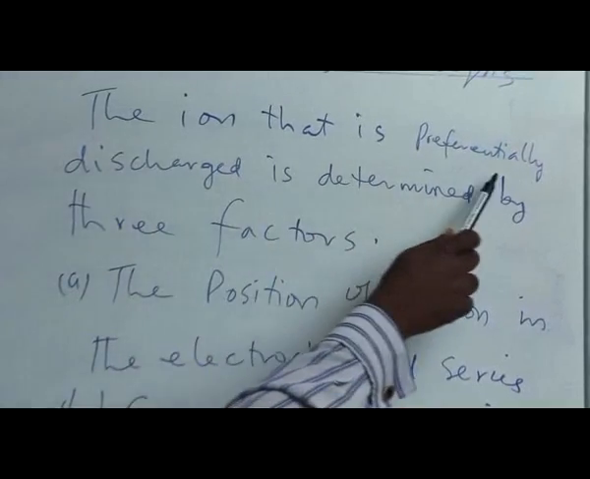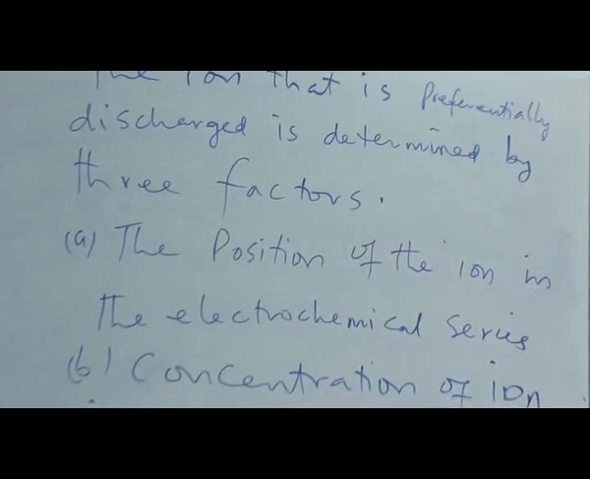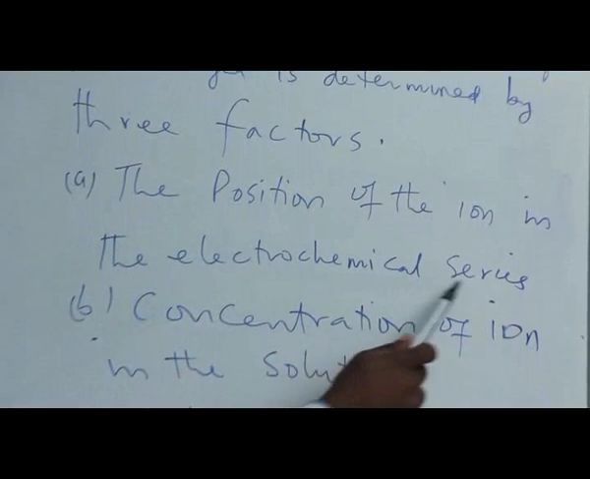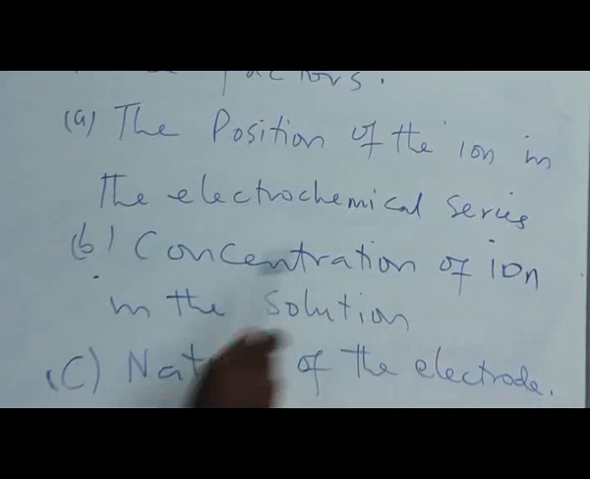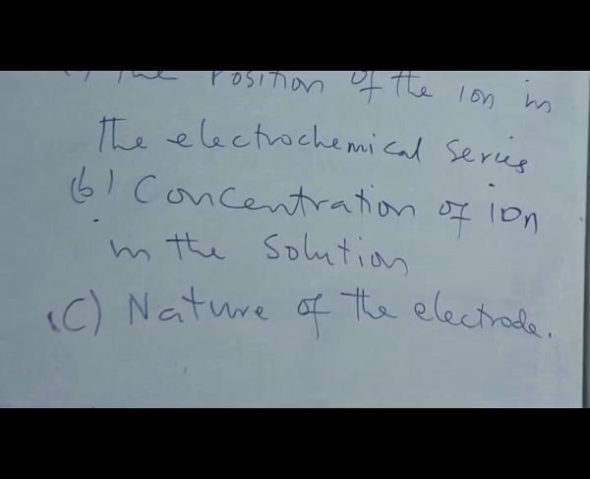The ion that is preferentially discharged is determined by three factors. A. The position of the ion in the electrochemical series. B. Concentration of the ion in the solution. And C. Nature of the electrode.